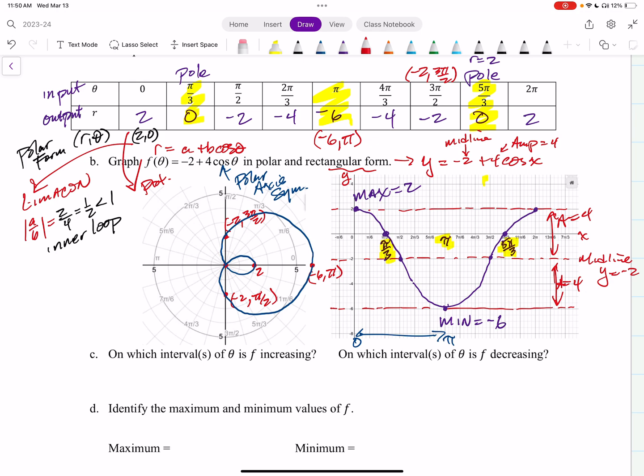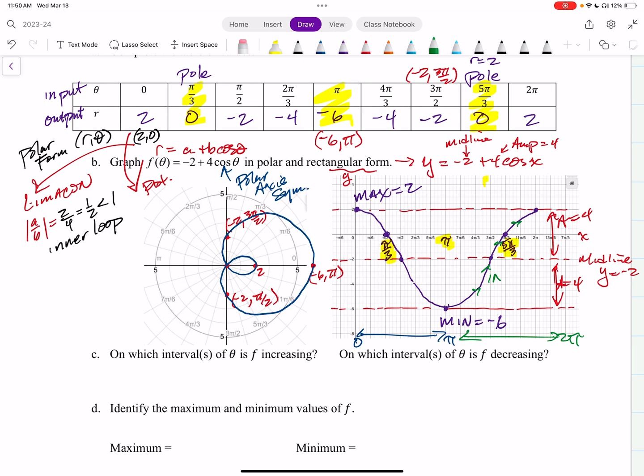So let's answer some questions here. On what intervals of theta is f increasing? Okay, so from pi to 2 pi. Just look at the graph here. From pi to 2 pi, the function's going up all the way. It keeps on increasing. So this is where it's increasing.